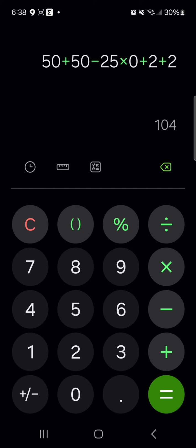And then finally, addition and subtraction also have equal precedence. Subtracting is the same as adding a negative number. So you just solve those. So these are all really simple.